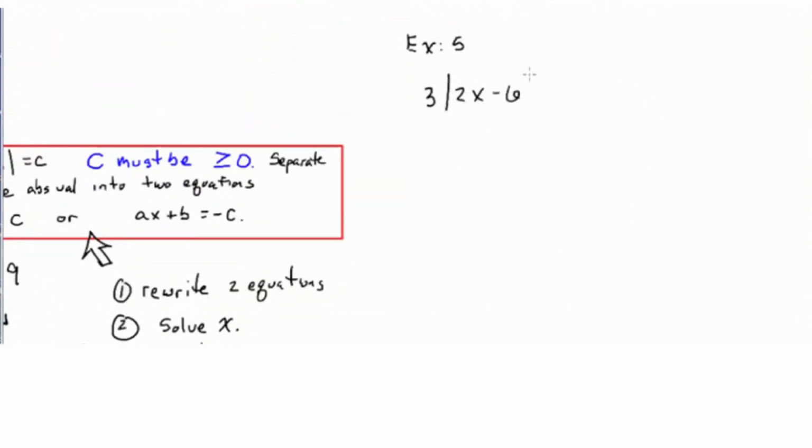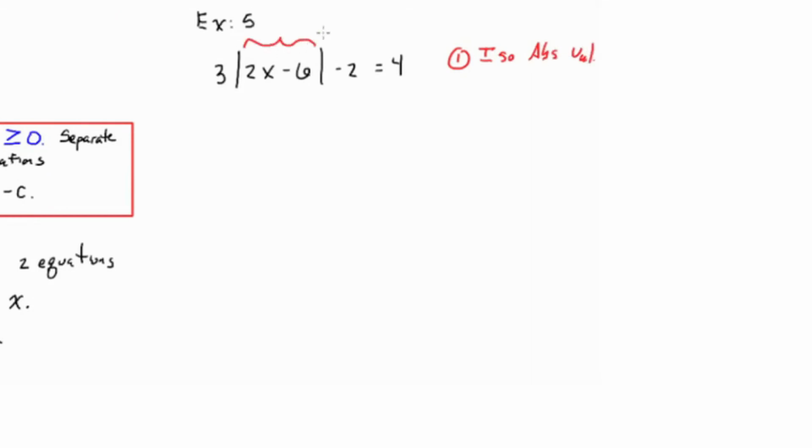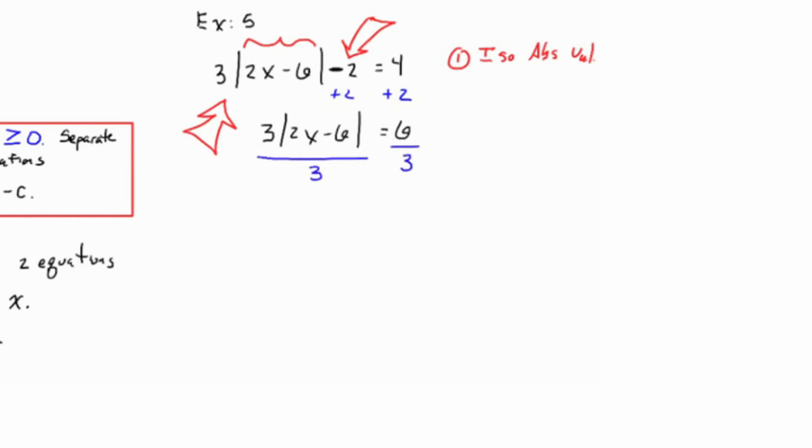So example 5, we're going to do a little more complicated equation. 3 times the absolute value of 2x minus 6 minus 2 equals 4. So the first thing we want to do is isolate the absolute value. We need to get rid of that negative 2 and that multiplying 3. So let's do the inverse of subtract 2, which is add 2. So let's rewrite the equation. Now we need to get rid of multiply 3, so we're going to divide. So the absolute value of 2x minus 6 equals 2.